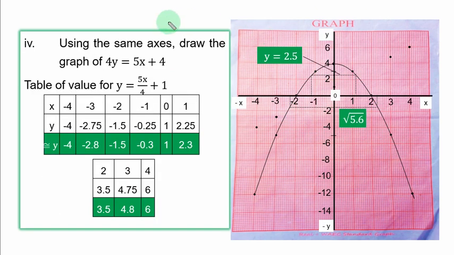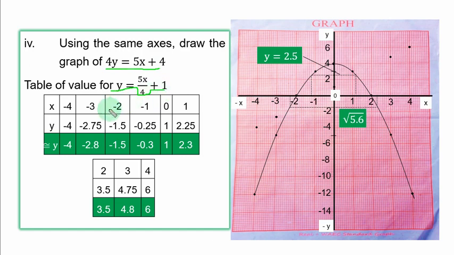Roman figure 4, using the same axis, draw the graph of 4y equal to 5s plus 4. We did the table of values for this relation earlier, and we have y equal to 5s over 4 plus 1. This is the table of values, but we should note that we always use one decimal place because of the nature of the graph.